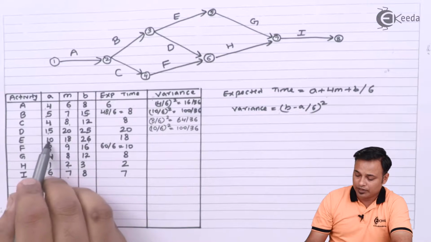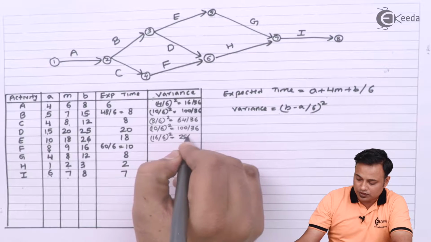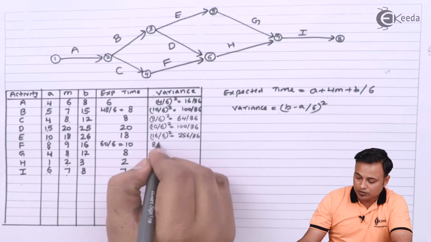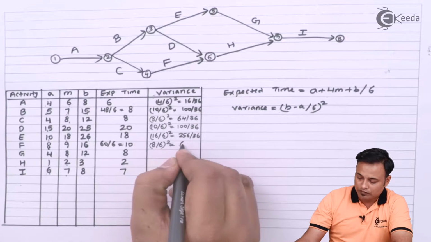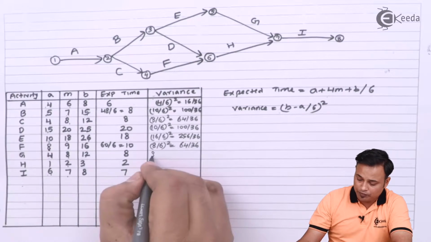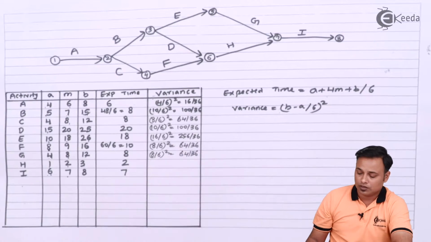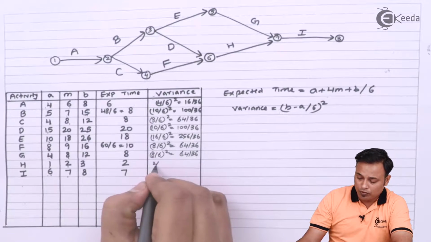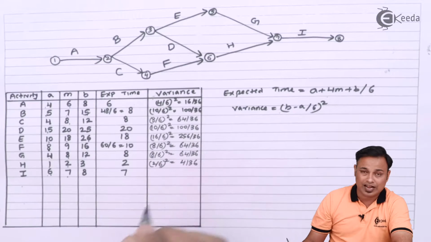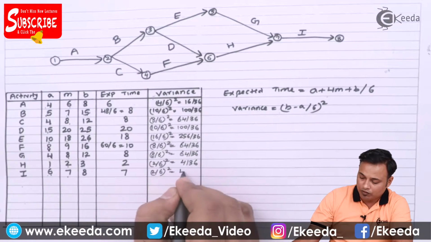Next is 26 minus 10, 16 by 6 the whole square, which is 256 upon 36. Next is 16 minus 8, 8 upon 6 the whole square, which is 64 by 36. Next is 12 minus 4, again 8 upon 6 the whole square, which is 64 upon 36. Next is 3 minus 1, 2 upon 6 the whole square, which is 4 upon 36, and the last one will be 8 minus 6, again 2 by 6 the whole square, which will be 4 upon 36.